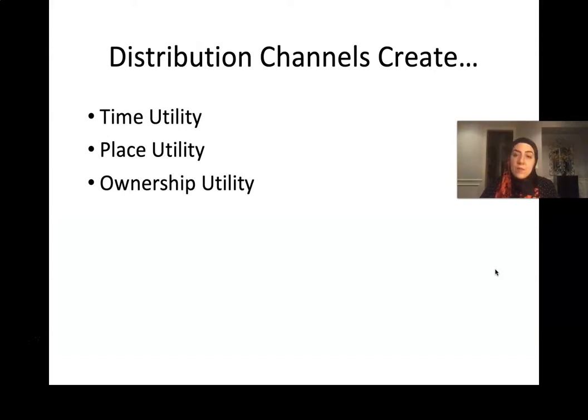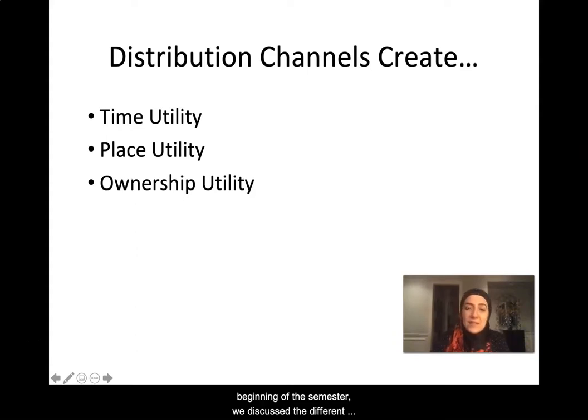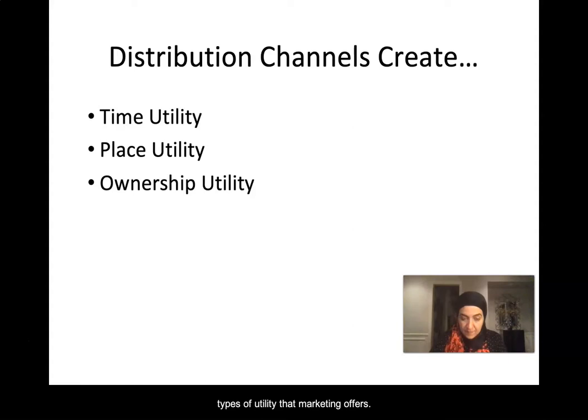Distribution channels create time, place, and ownership utility. Remember, way back at the beginning of the semester, we discussed the different types of utility that marketing offers. And for this particular P, the place P, it creates value by making the product available when the customer wants it, where the customer wants it, and also by making it possible for the customer to take possession of the product. And remember that it's important to keep these things in mind so that we can be intentional about our marketing decisions, so that we can know exactly how we're adding value to our customers.